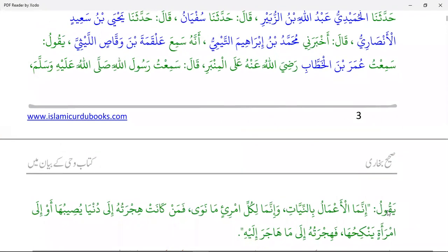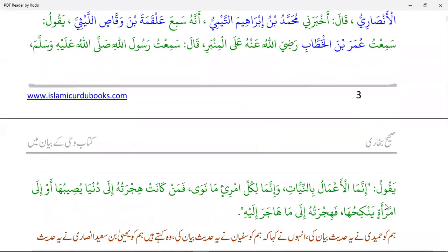And then yaqulu, he was saying, innama, indeed, al-a'malu, the actions, bi, on, an-niyyati, intentions. Innamal a'malu bin niyyati. Indeed, the actions depend upon intentions.